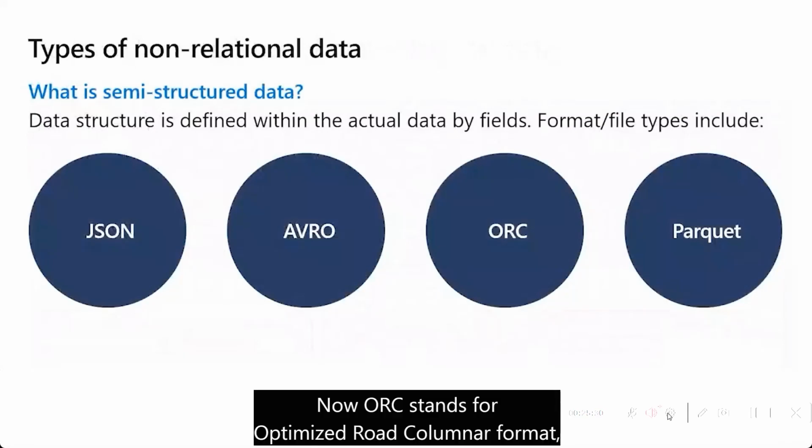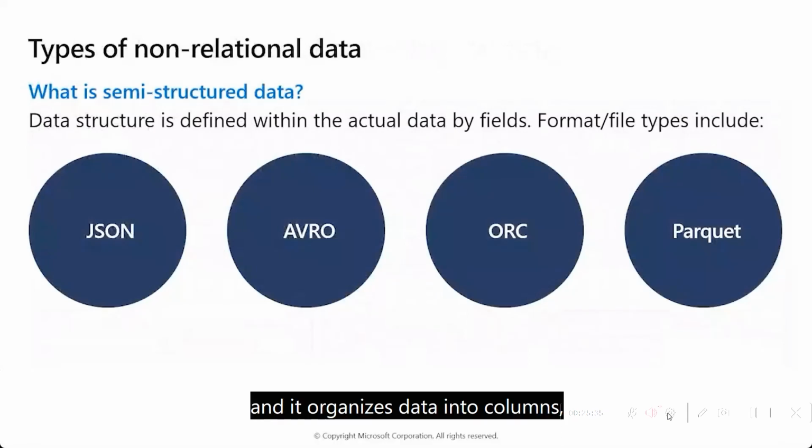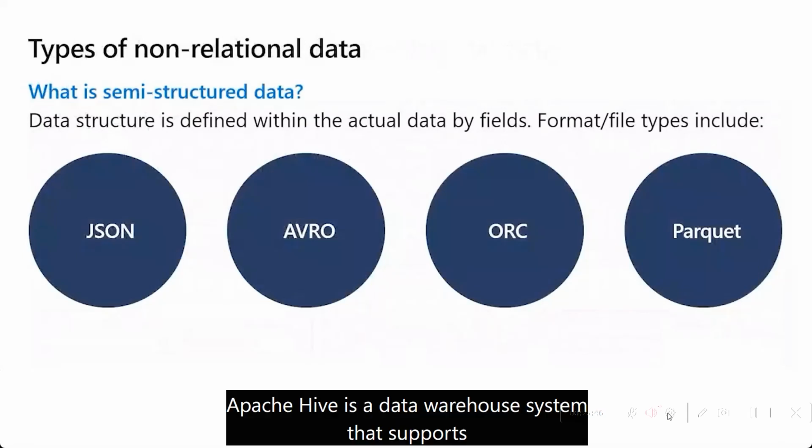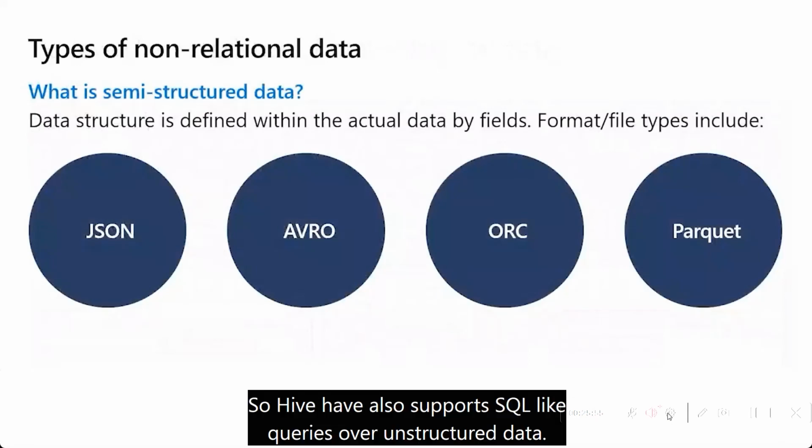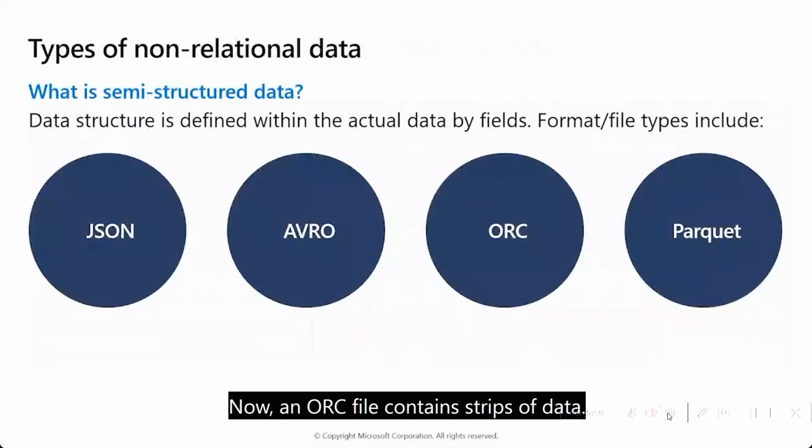Now, ORC stands for Optimized Row Columnar Format, and it organizes data into columns rather than rows. It was developed by Hortonworks for optimizing read and write operations in Apache Hive. Apache Hive is a data warehouse system that supports fast data summarization and querying over a very large data set. So Hive also supports SQL-like queries over unstructured data.